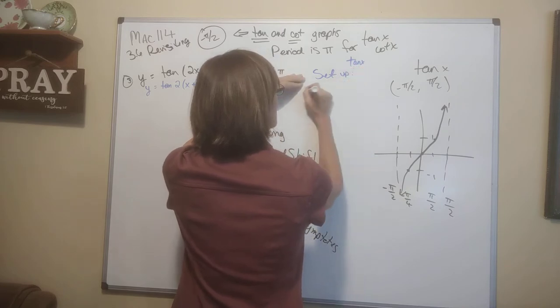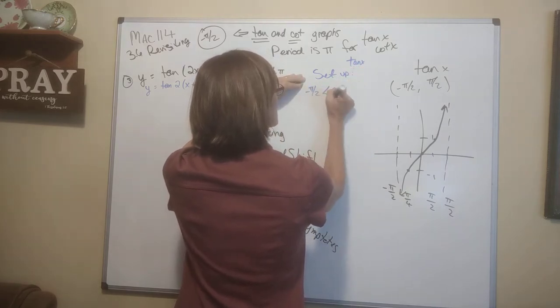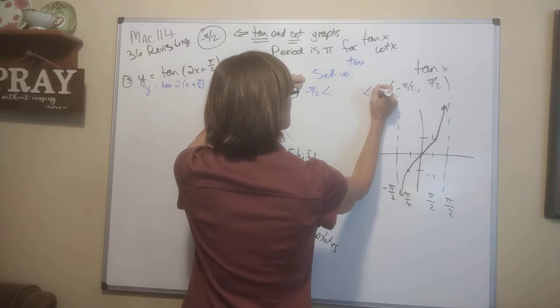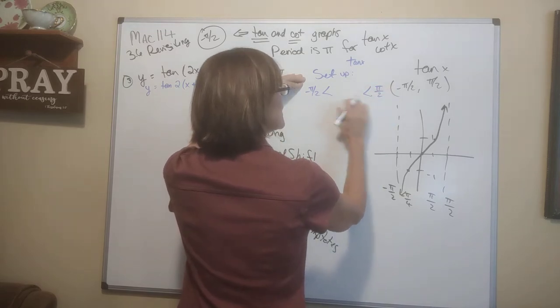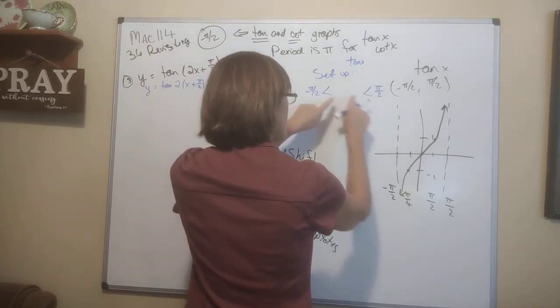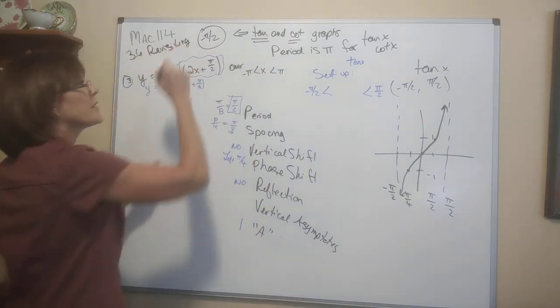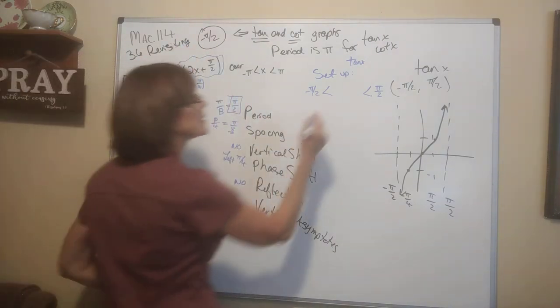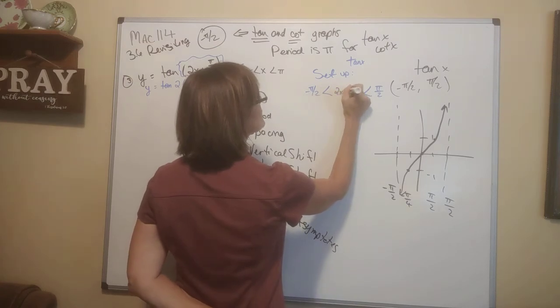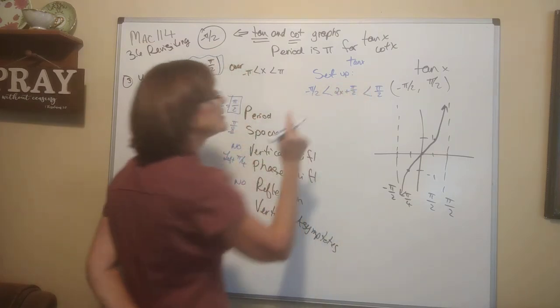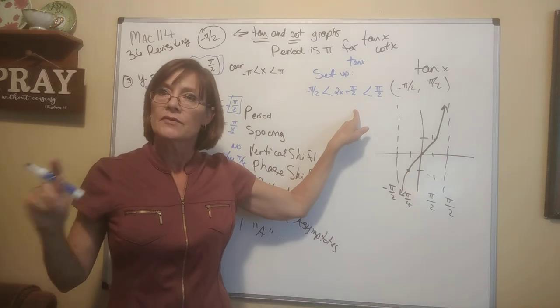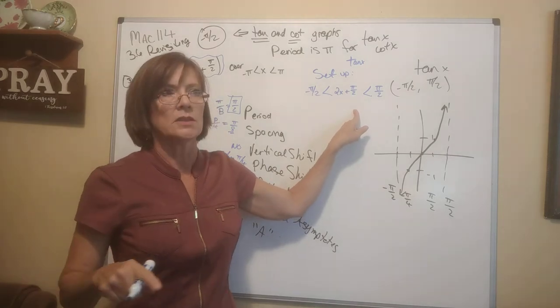Set up negative pi over 2 is less than something we're going to put in there is less than pi over 2. This is our interval. What are we going to put in there? Whatever this angle is, whatever that mess is right there, throw that in there. 2x plus pi over 2. Then solve this for x. And this is how you do that.